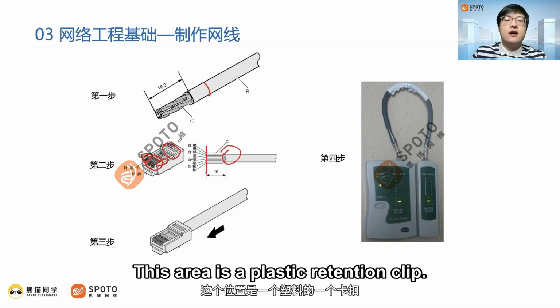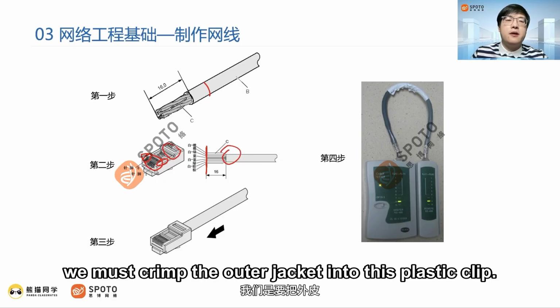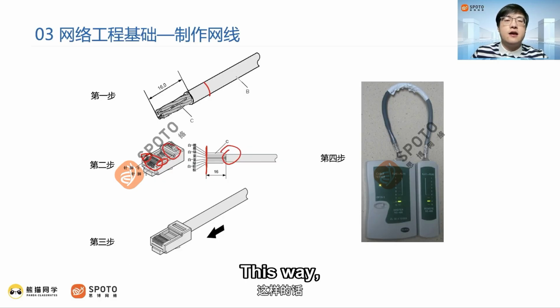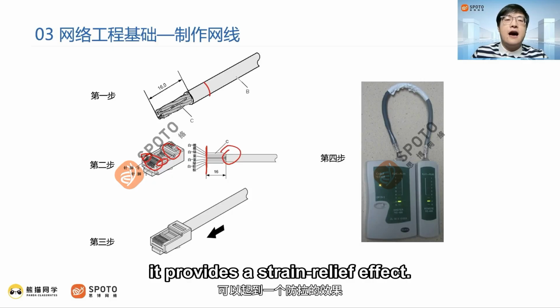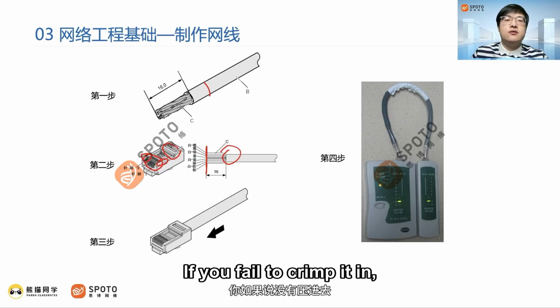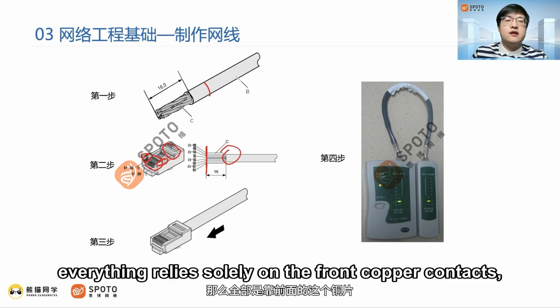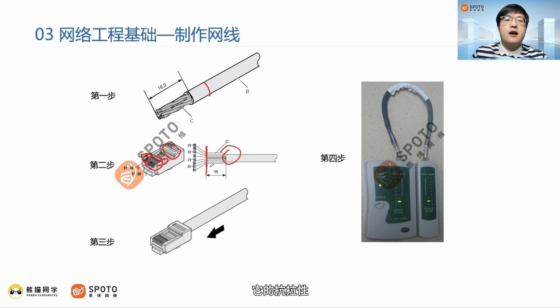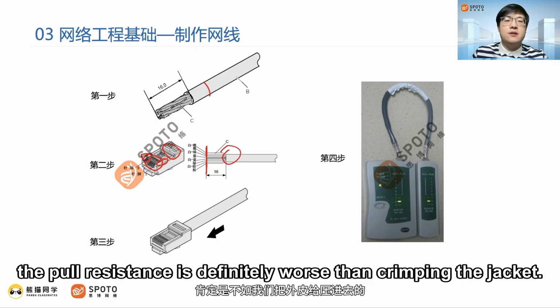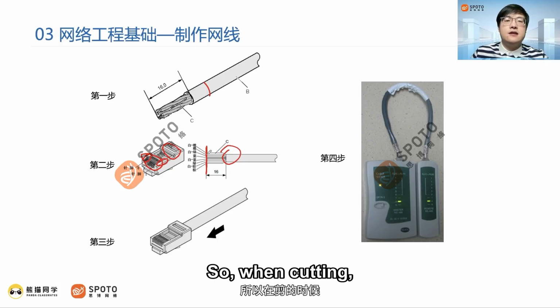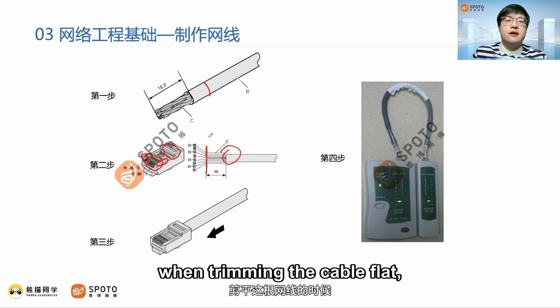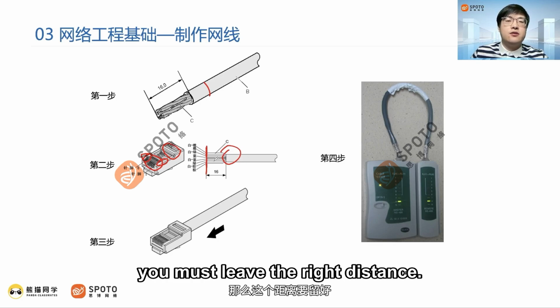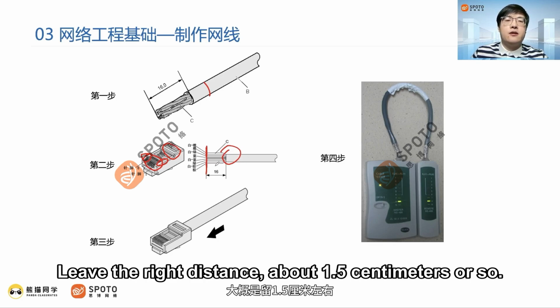This area is a plastic retention clip. According to the standard, we must crimp the outer jacket into this plastic clip. This way, it provides a strain relief effect. If you fail to crimp it, everything relies solely on the front copper contacts to hold our cable in place. In that case, the pull resistance is definitely worse than crimping the jacket. So, when trimming the cable flat, you must leave the right distance, about 1.5 centimeters or so.